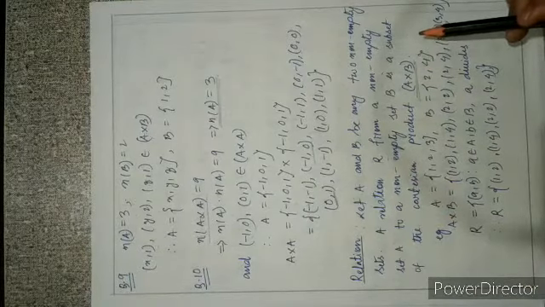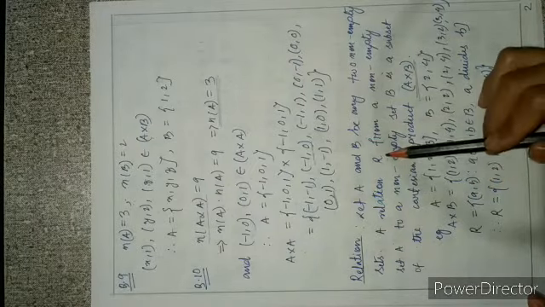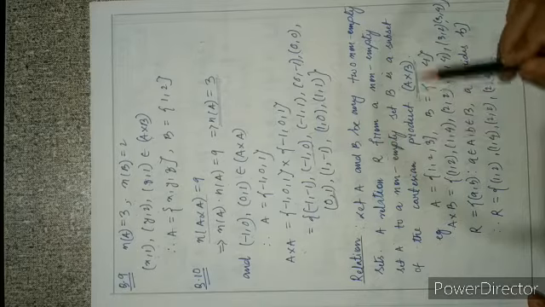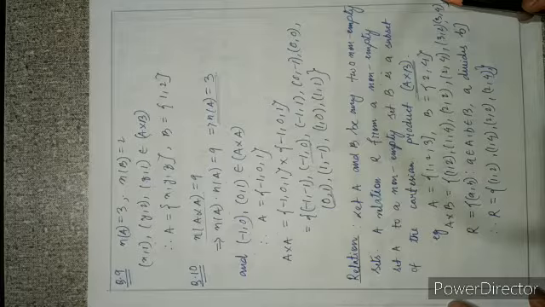If there are two non-empty sets A and B, then a relation R is a subset of A cross B. Any subset of A cross B is called a relation.